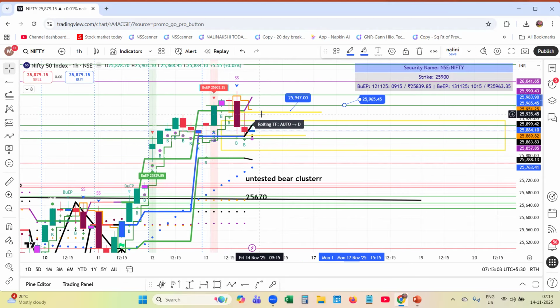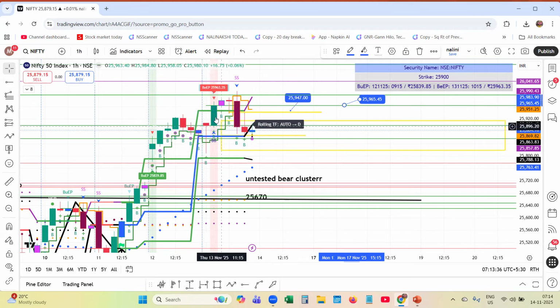That is a flip level, and anything between 25,932 to 25,918 is a watchful area. The market may show some sort of reversal. There you can look for any rejection from this level. You wait for that, and then you can look for a PE option trade in the market, until it is confirmed. You need to get a confirmation for that, and a bear EP has been formed.